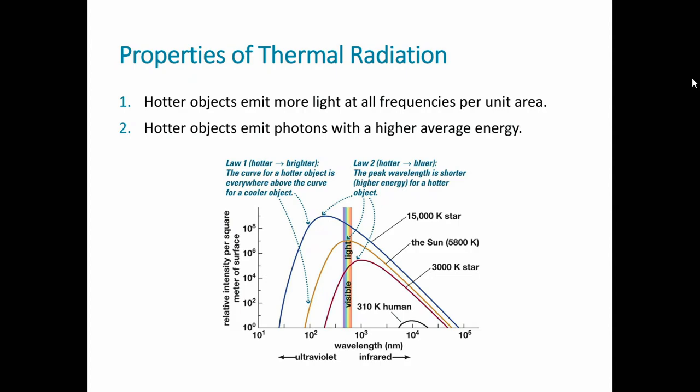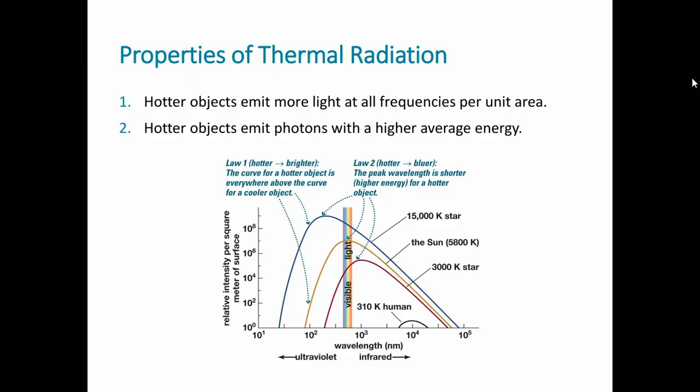So here we are plotting the wavelength of light emitted by an object and the intensity, or the amount of photons, basically coming from that object. And we have here plotted 3 or 4 different curves. One for a star that has a temperature of 15,000 Kelvin, another for the sun that has a temperature of 5,800 Kelvin, another star of 3000 Kelvin. These are surface temperatures. And then this black curve at the bottom is for a human that has a temperature of 310 Kelvin.